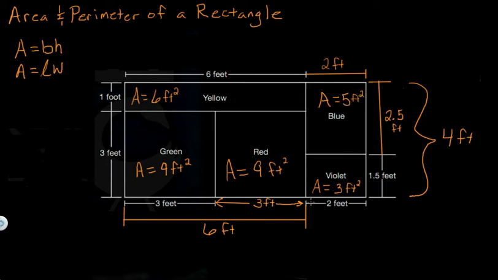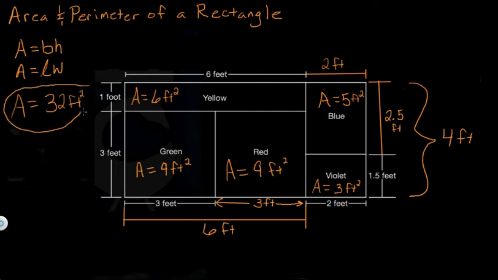All right, so with that, we can find the area of the entire composite shape by adding up all of the component pieces. So we can say 6 square feet plus 5 square feet plus 9 square feet plus 9 square feet plus 3 square feet. And if we add all that together, we get that our total area is 32 square feet.